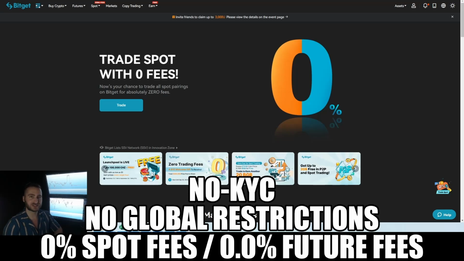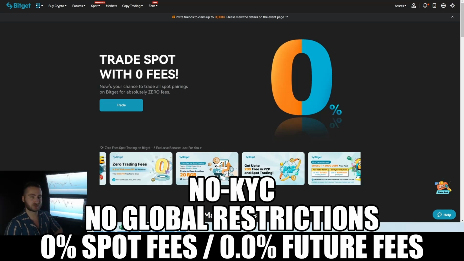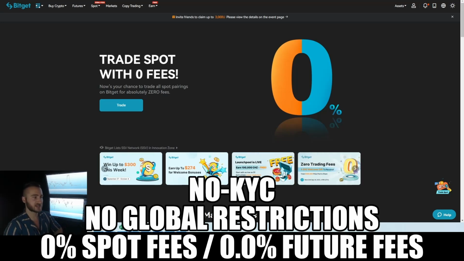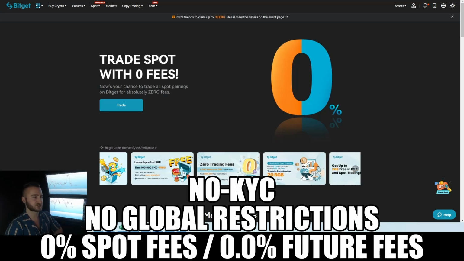Another really good thing is it is global access, meaning there's no global restriction on who can sign up. Doesn't matter what country you're in, where you're from, you can sign up to Bitget. And the reason they can do that is because they do no KYC. KYCing on this exchange is completely optional. If you want to trade on a decentralized exchange where you don't have to sign up, you don't have to have your government information in there, this is where you want to be, completely decentralized.